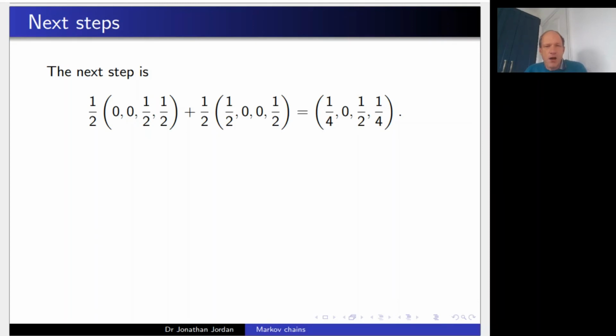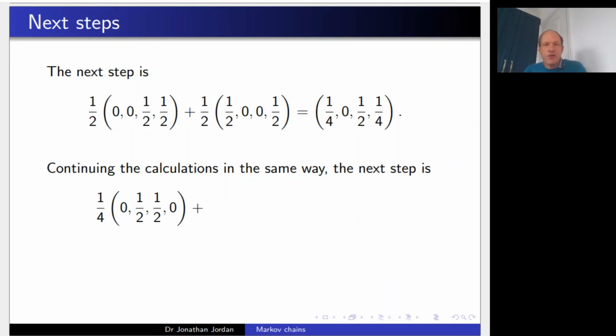Similarly, if we start from free parking, which we also do with probability of half, the probabilities for the next step are going to be a half, 0, 0, a half. And so what we do, using the standard rules of probability, is we take those vectors and we multiply them by the probabilities of actually having started there in the first place and add what we get together. So we get a half times the vector from jail plus a half times the vector from free parking, and we add those together and we get the vector on the right there, a quarter, 0, a half, a quarter.